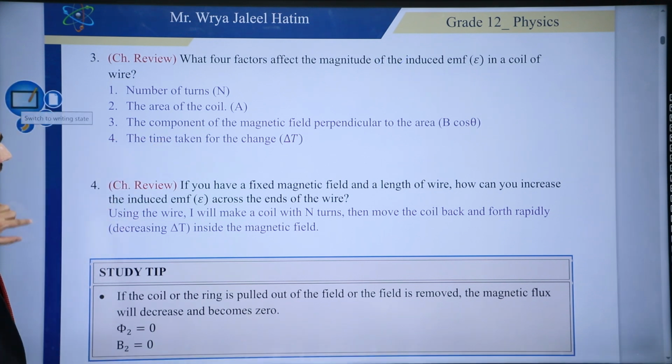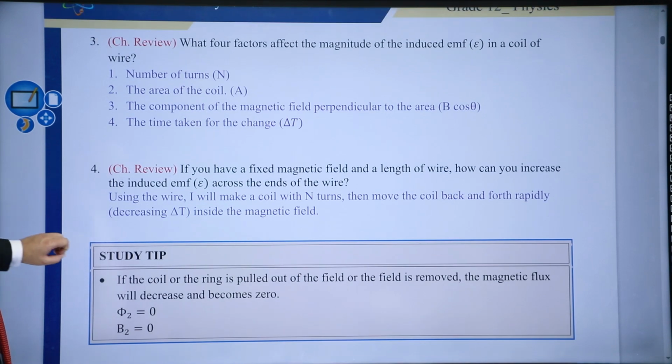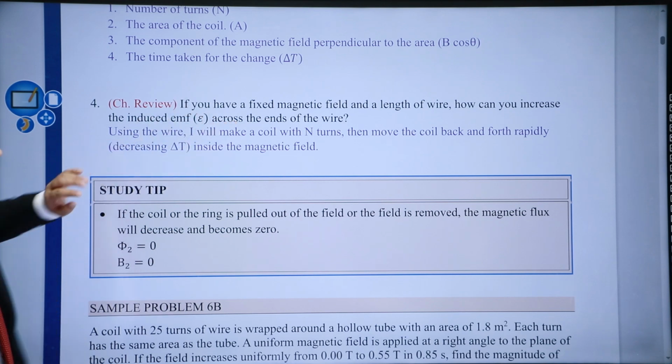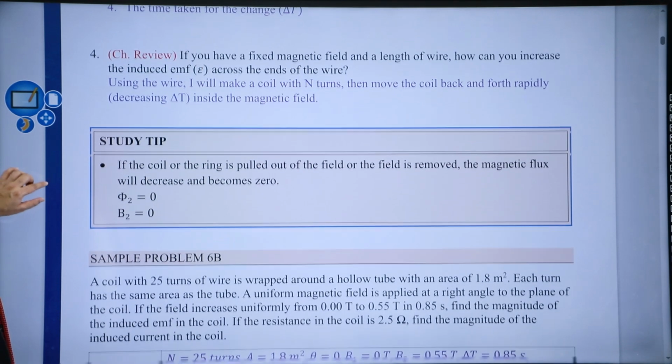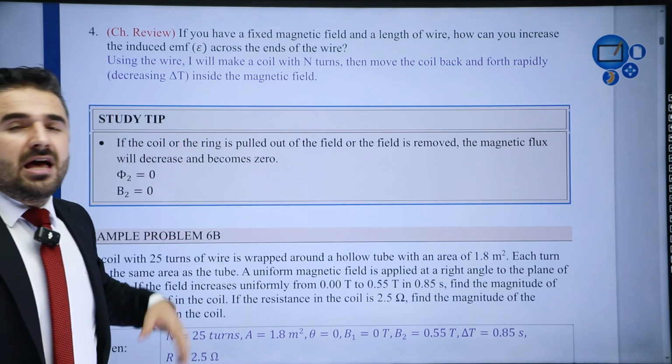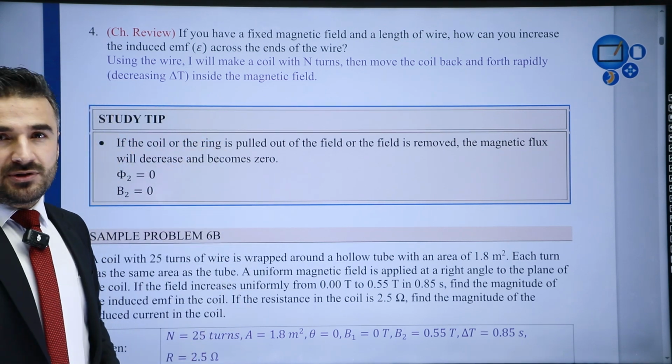So these are the 4 factors that the magnitude of the induced electromotive force in a coil depends on. Remember, that was for a coil, because later on we will have it for a solenoid as well. So we said there are 4 factors that affect the magnitude of the electromotive force that is induced here.